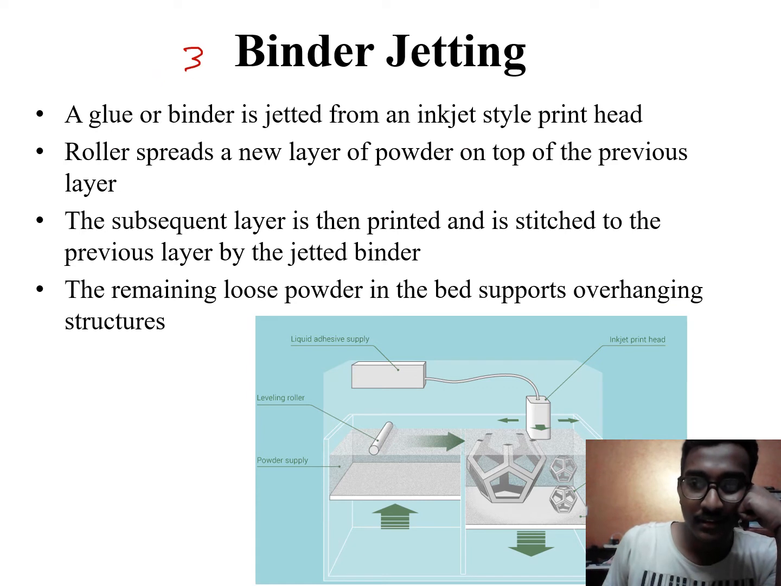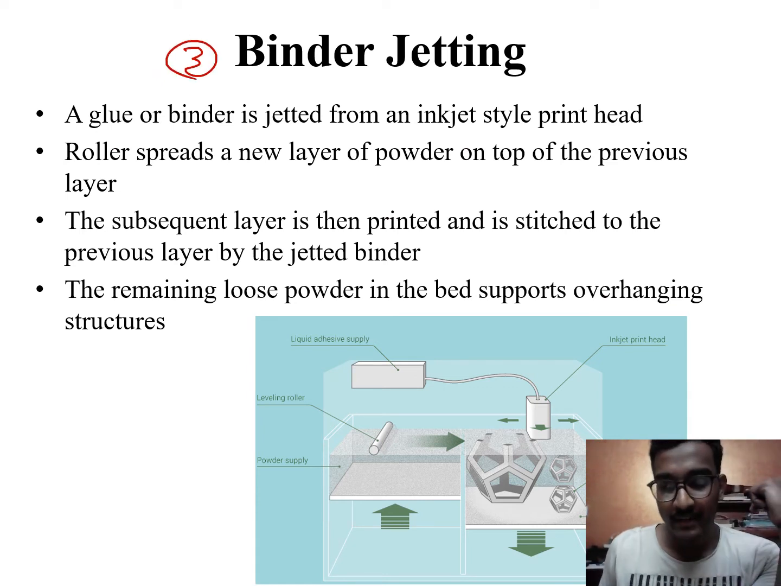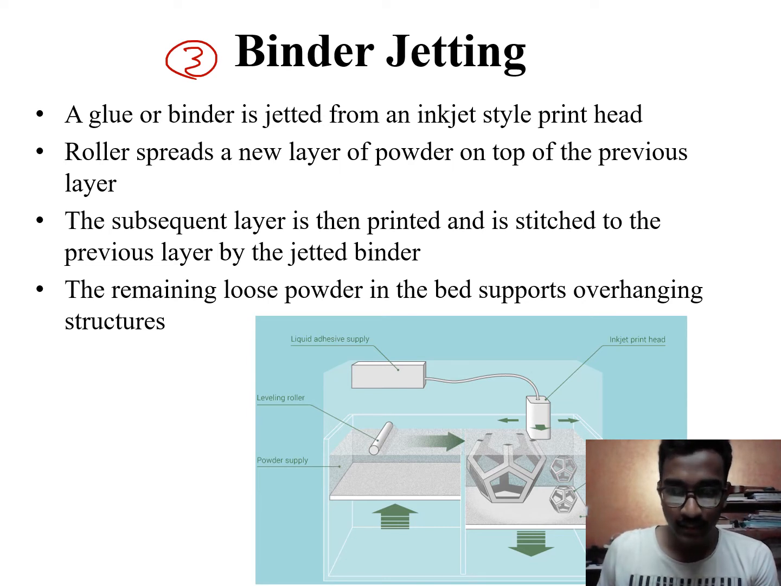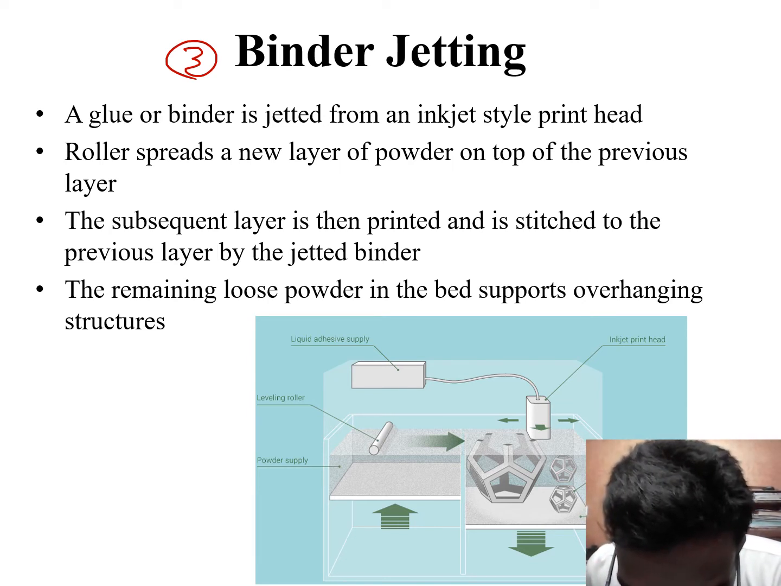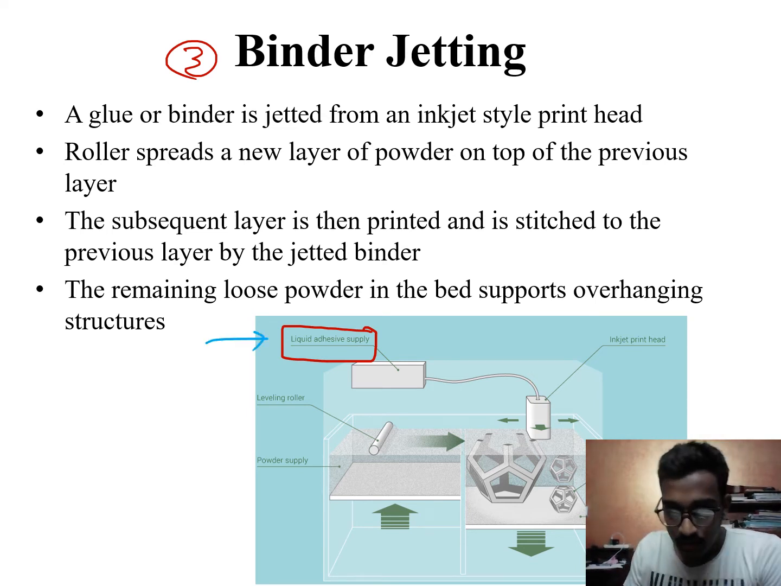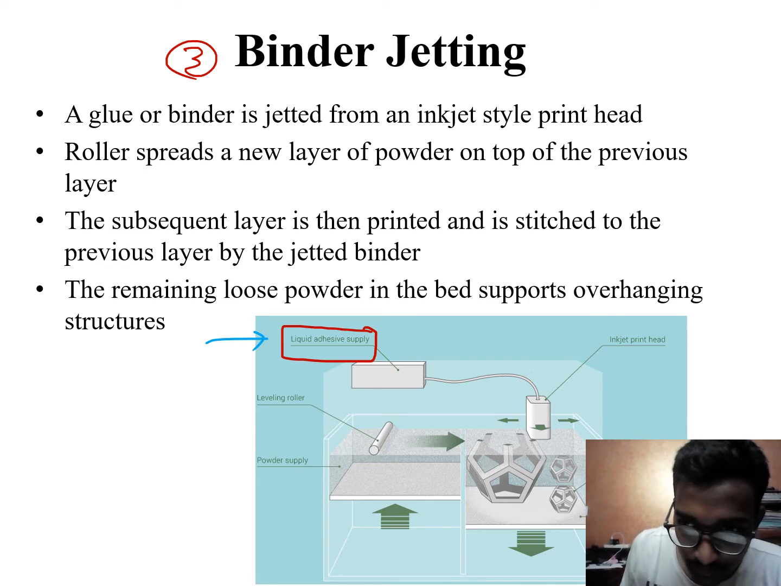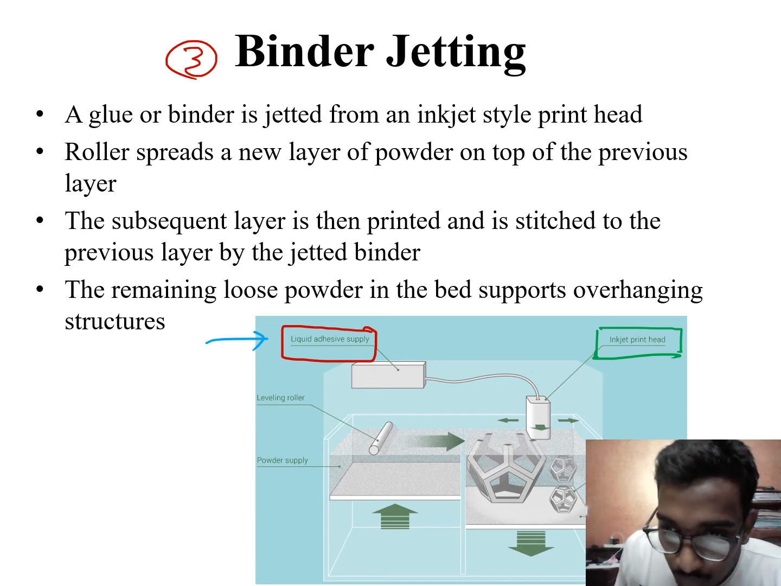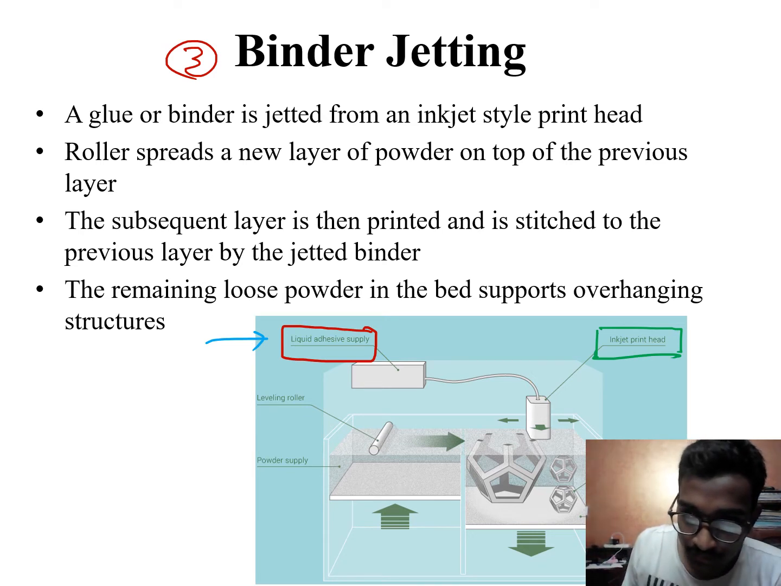It is binder jetting. So what exactly is binder jetting? We know a binder is something which binds material, right? In the same way, how it works is a really simple thing. You can see here, right? There is something called a liquid adhesive supply here. From here we'll be supplying liquid adhesive material, and then here there's something called an inkjet print head. So it goes into it, and then from here it diffuses.